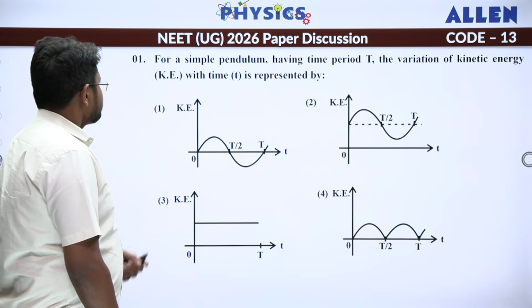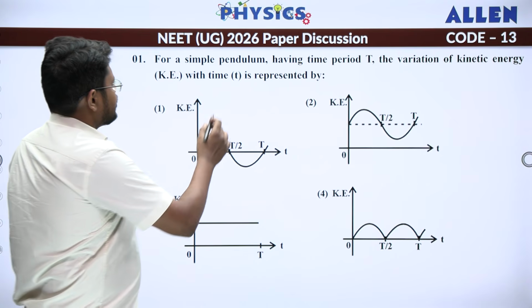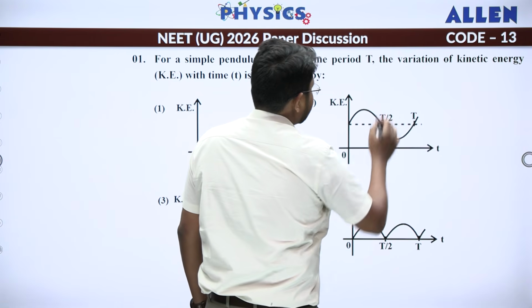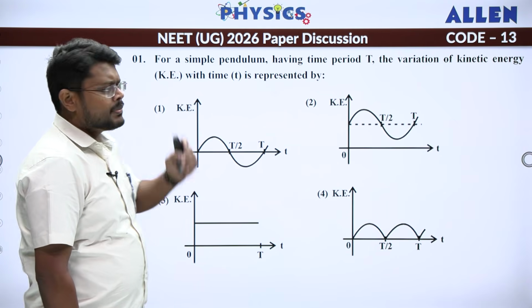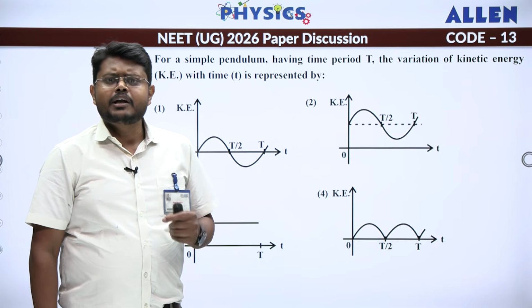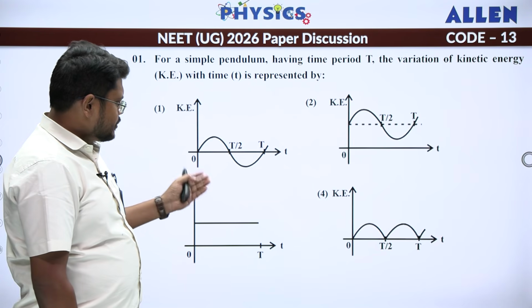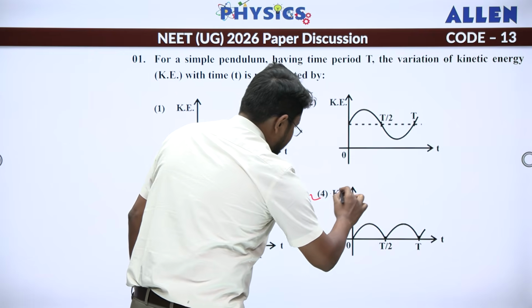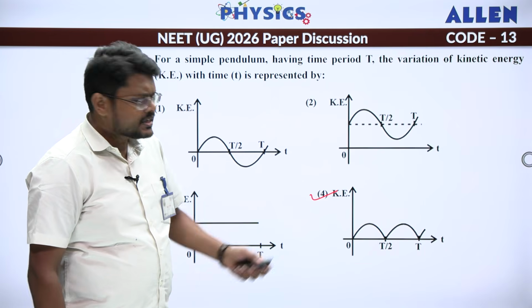So first question here, very simple. For a simple pendulum having time period T, variation of kinetic energy with time. Now we know that kinetic energy cannot be negative, so we don't have to check any other options. Directly we can mark the fourth option. Here kinetic energy is positive.